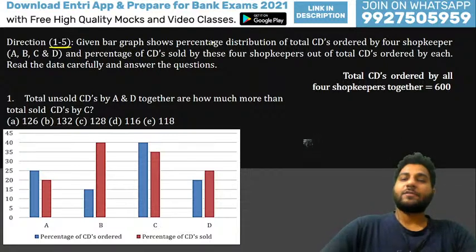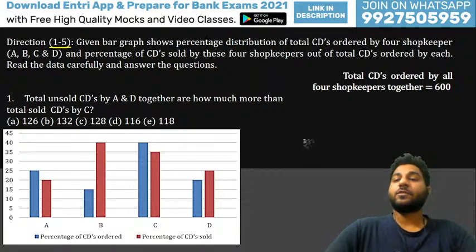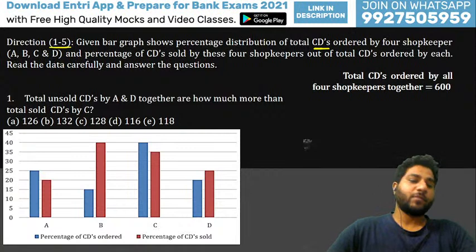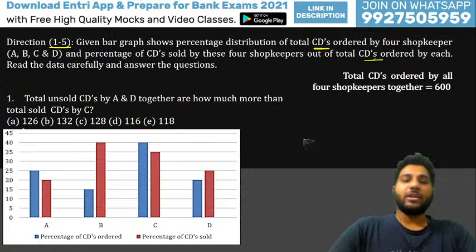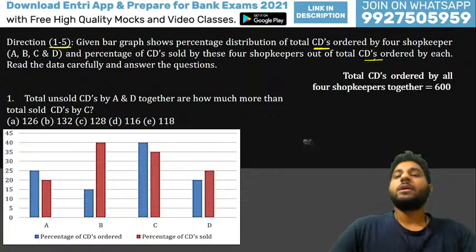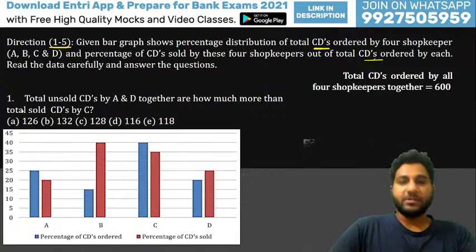The given bar graph shows the percentage distribution of total CDs, so it's all about CDs ordered by shopkeepers A, B, C, D. It's been given here, and the percentage of CDs sold by these 4 shopkeepers out of the total CDs ordered by each. So each of them ordered some of the CDs and each of them sold some percentage of the ordered CDs. So first of all, you need to understand that.